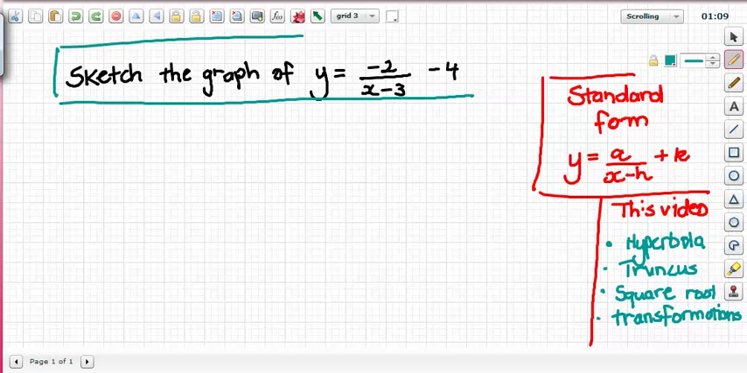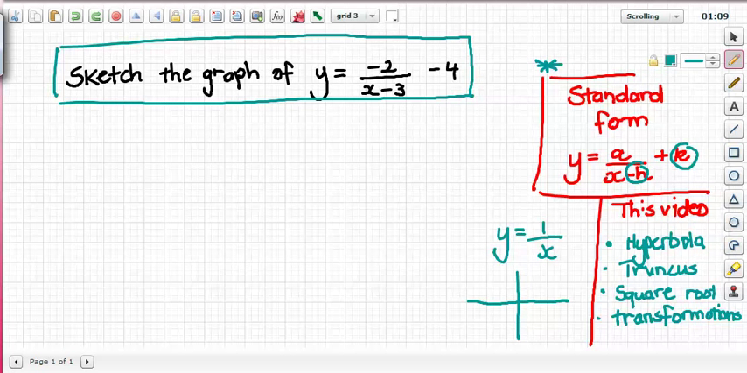So we're going to sketch the graph of y equals minus 2 over x minus 3, minus 4. And I've got over here the standard form for this graph, which is a rectangular hyperbola. So what does a standard graph look like? Well, if h was 0 and k was 0 and let's just say a was 1, then we would have the graph of y equals 1 on x.